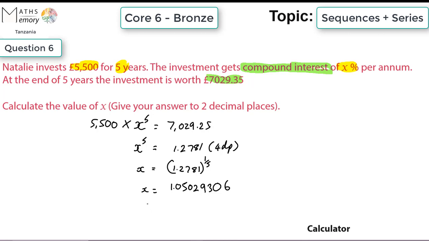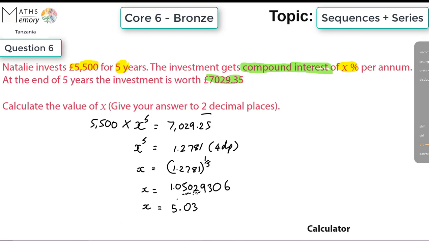So x equals this. Now obviously we want a percentage over here. We don't want this multiplying factor. This is x in terms of the multiplying factor. If you look at this carefully and the answer says 2 decimal places, the answer will be hidden over here. It'll actually be 5.03%. If you look at these numbers, it'll be quite self-evident.